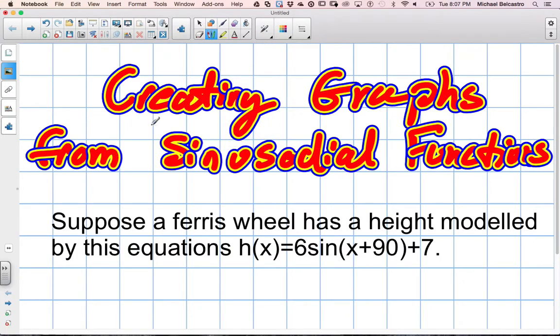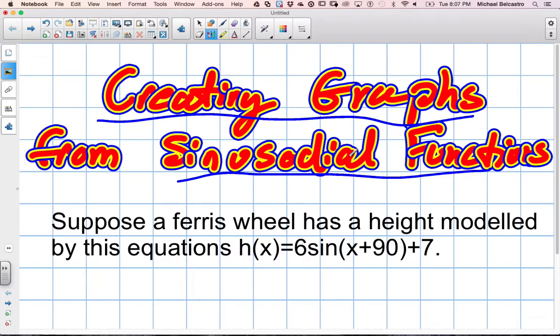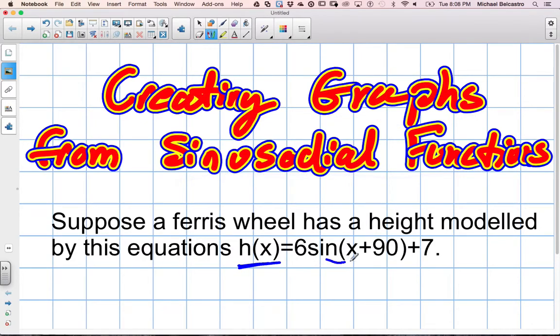We're going to work on creating a graph of a sinusoidal function from an equation. So suppose a Ferris wheel has a height modeled by this equation, and we'll say x is degrees rotated around the Ferris wheel.